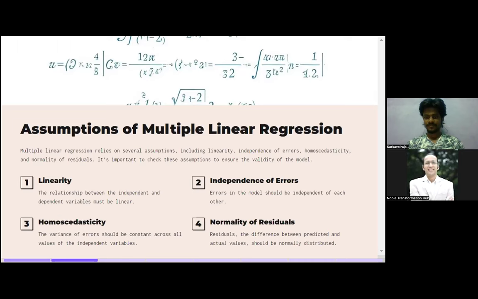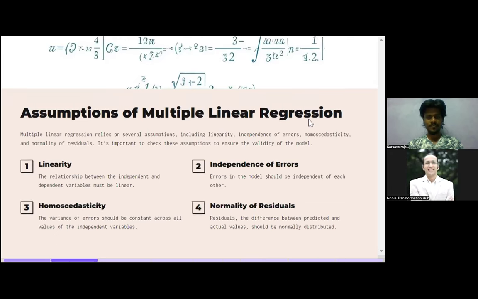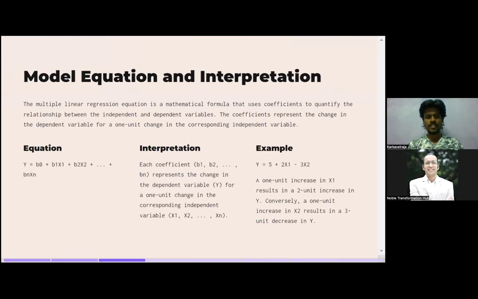So let's move to the other section. Yeah, sure, sir. Moving on, guys, let's see what we are having. Model equation and interpretation.